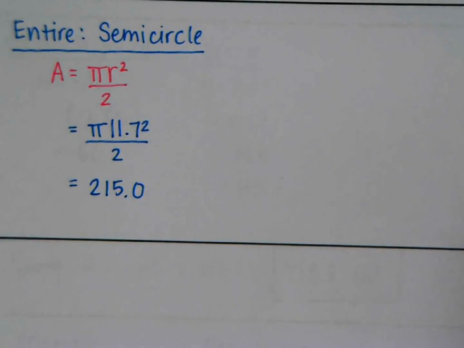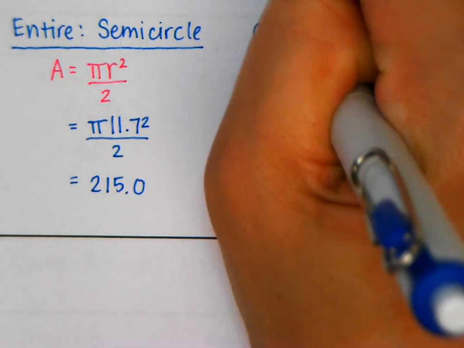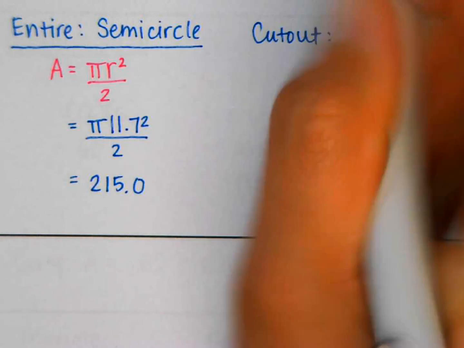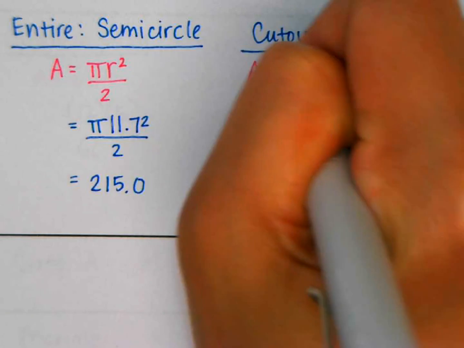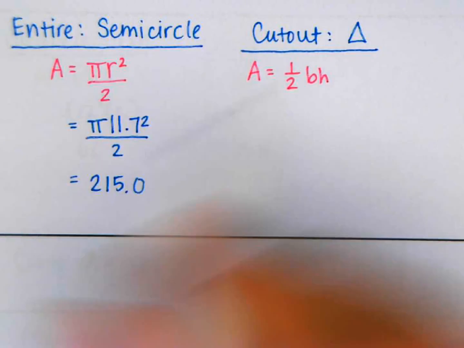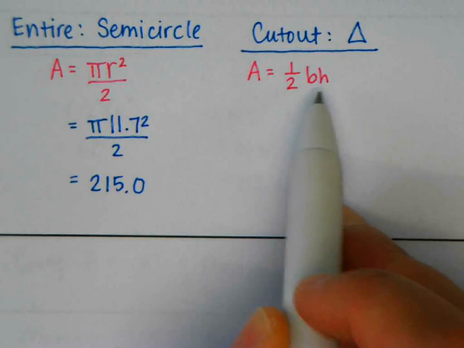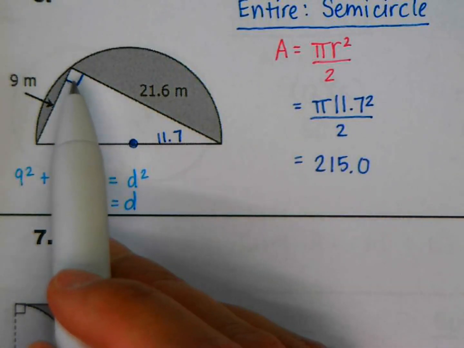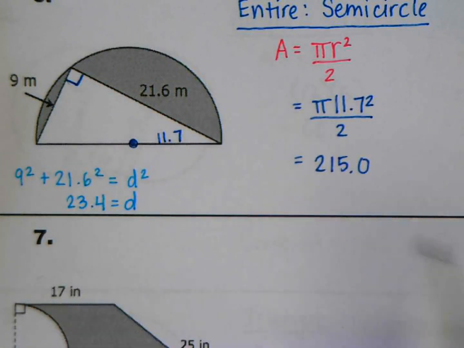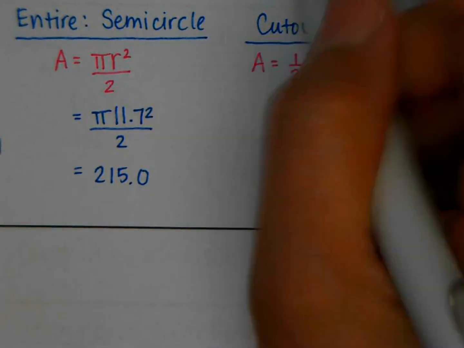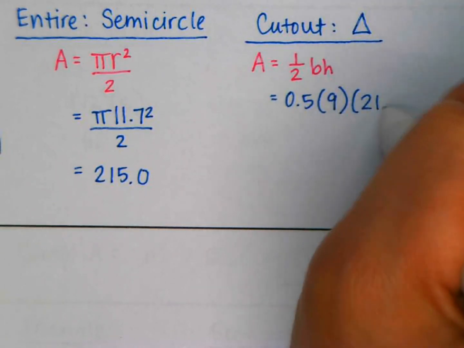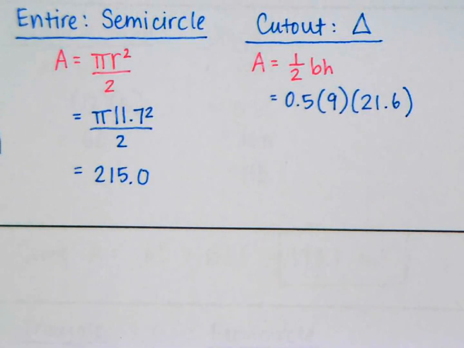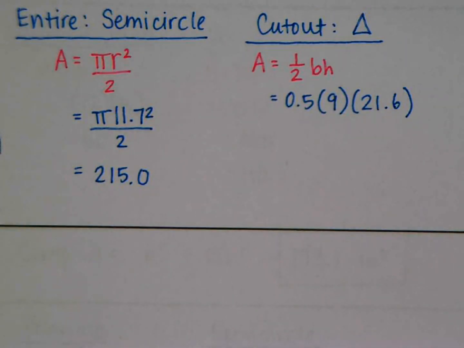Cutout is a triangle. 1/2 base times height. Base and height always have a 90-degree relationship. Here's a 90-degree angle. Base and height, or the other way around is fine, it really doesn't matter. And you just plug it in. 0.5 times base and height. That gives 97.2.